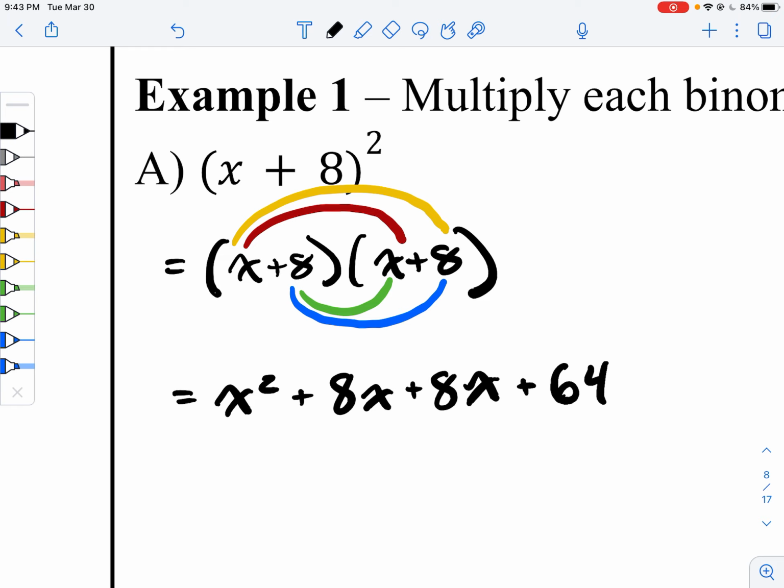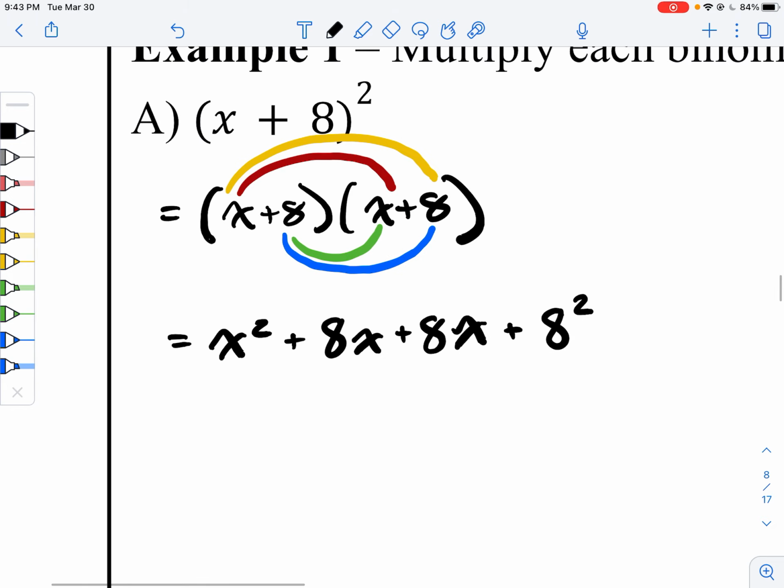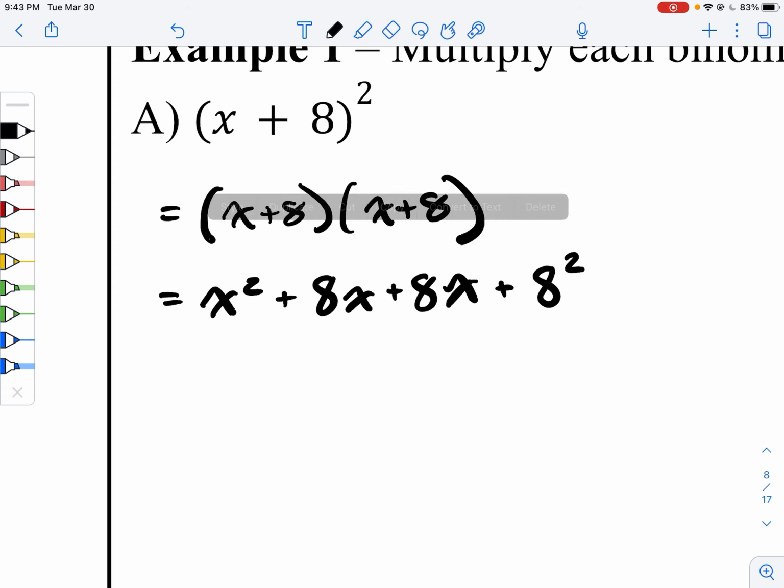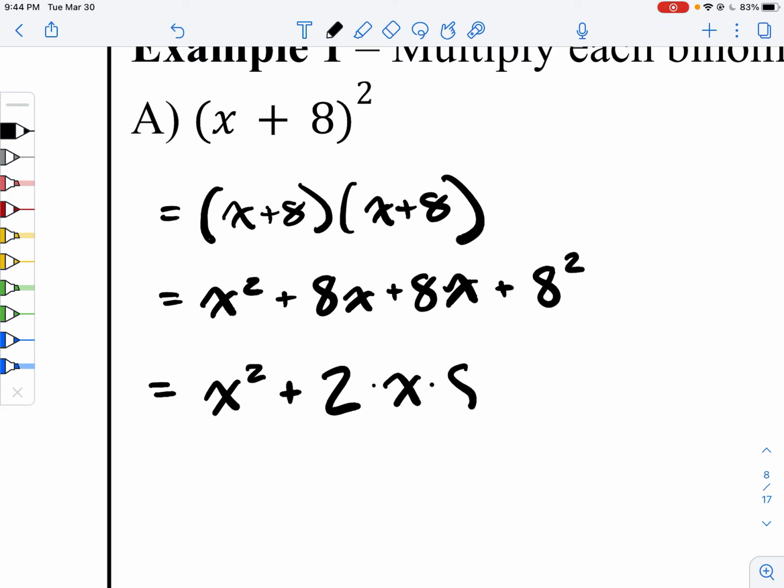You know what, guys? I'm going to leave it as 8 squared. I'm going to show you why. So now that we've FOILed it out, notice what we have here. We have an x squared, and we have 2 times x times 8, plus 8 squared.